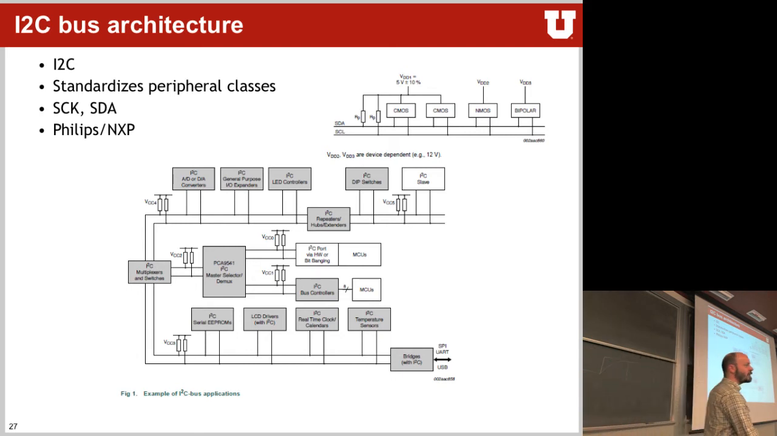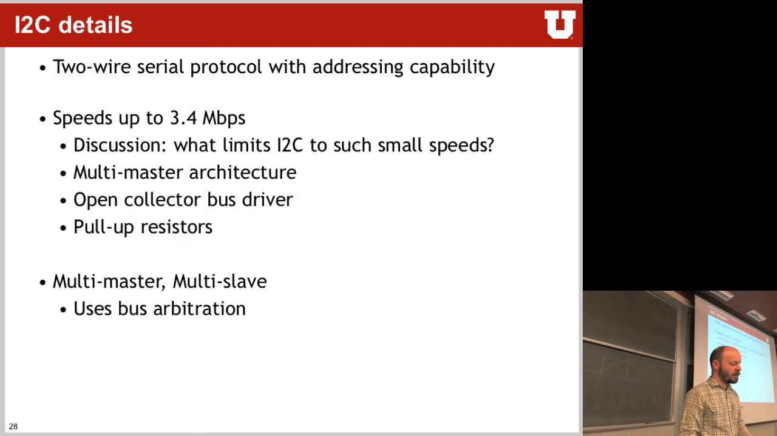And that's actually one of the limitations of I2C. Speeds can go up to 3.4 megabits per second in the standard, which is extremely fast. Most of the time, they will go to 400 kilohertz. That's what most I2C devices will support. But there are some I2C devices that go up to higher speeds.